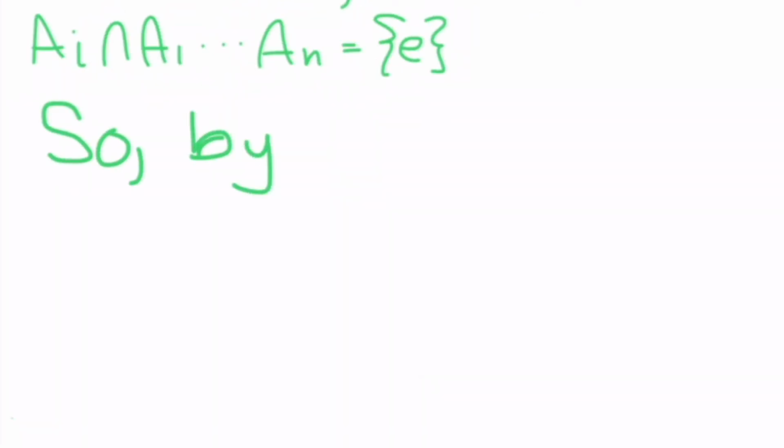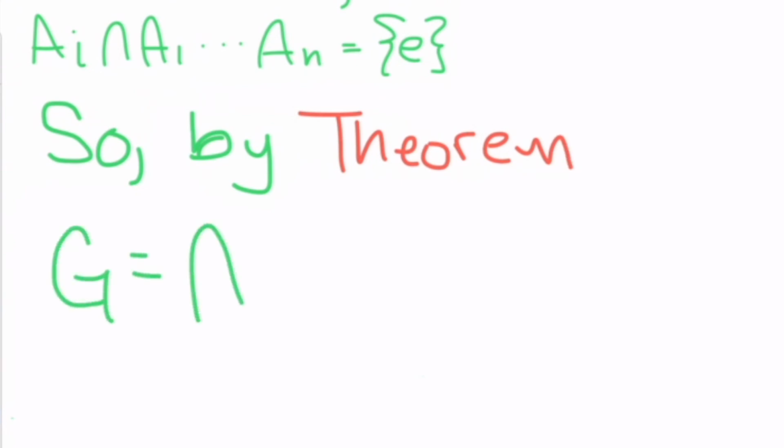So now we have, by the theorem, that G is isomorphic to the direct product of A1 through An, all of which are cyclic subgroups. QED.